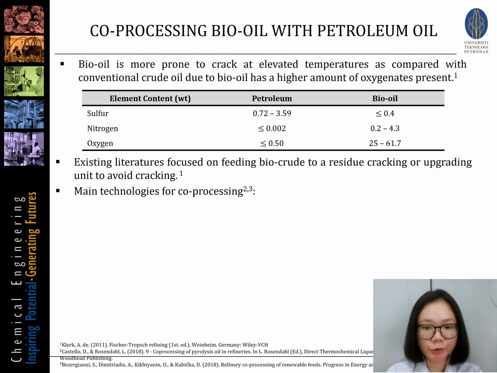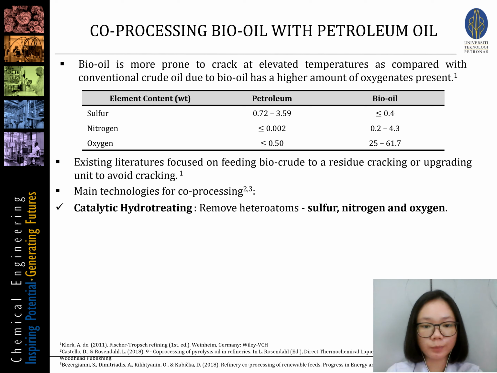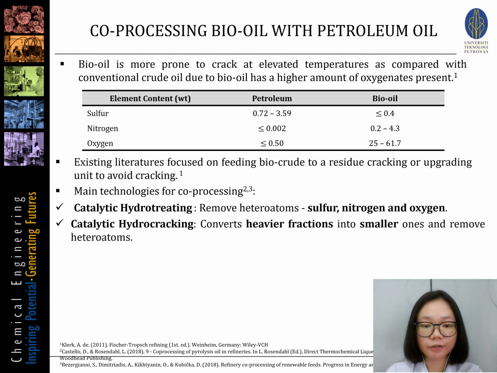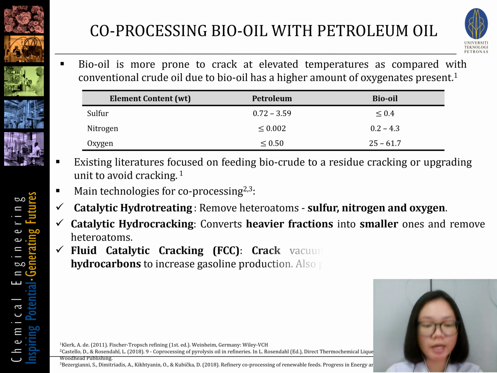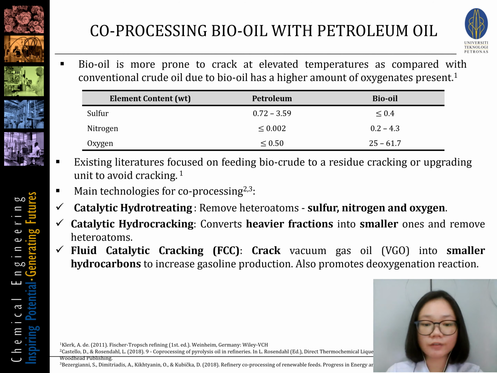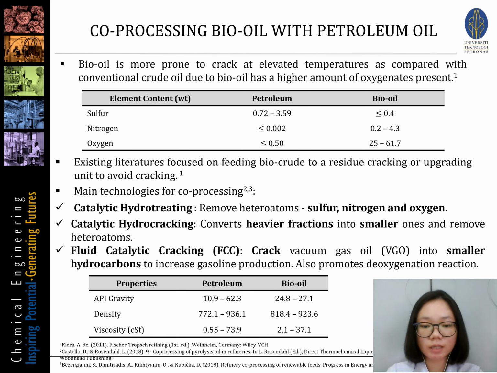Therefore, here I would like to show you the main technology used in co-processing. Firstly, we have the hydrotreating units, which is to remove the undesirable heteroatoms such as sulfur, nitrogen, oxygen. Moving on next, we have the hydrocracking units, which is to convert heavier fraction into smaller ones and to remove heteroatoms. And finally, we have the fluid catalytic cracking, the FCC units, which is to crack the vacuum gas oil, the VGO, into smaller hydrocarbons to increase gasoline production and also promotes the oxygenation reaction. And as you can see from this table, the properties of the bio oil and petroleum are similar, and therefore the co-processing of bio oil with petroleum oil can be said to be a feasible process.